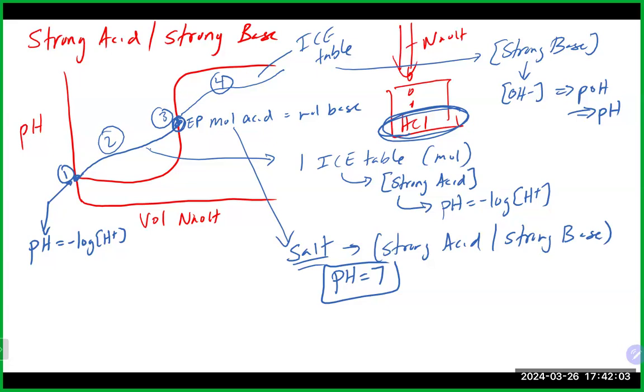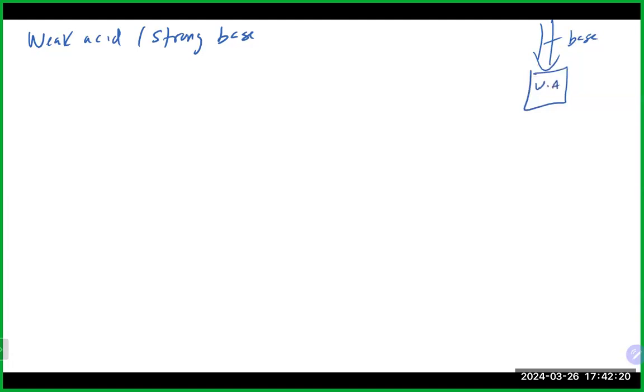Okay. So we also talked about another type of titration, which was a weak acid with a strong base. And it's sort of the same setup here. We're going to have our base up here in the burette. We're going to have our weak acid there in the beaker. And again, we're going to be adding base to our acid.